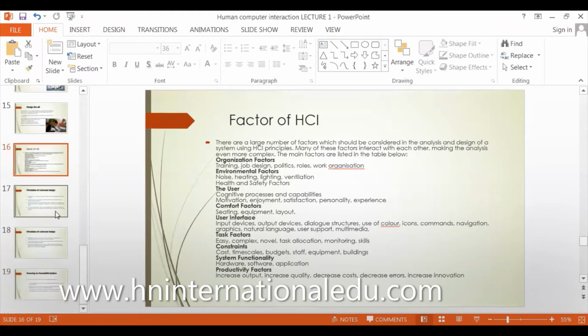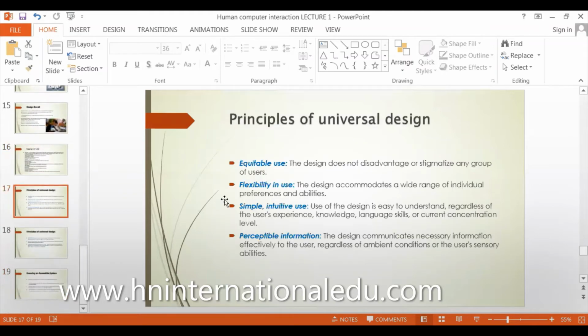Okay, what are the principles of universal design? What must a universal design have? A universal design is an optimal design. An optimal position is the best position, best for both the computer and the user, budget friendly as well. So it must be equitable. The design does not disadvantage or stigmatize any group of users. All groups of users can use it with equal efficiency.